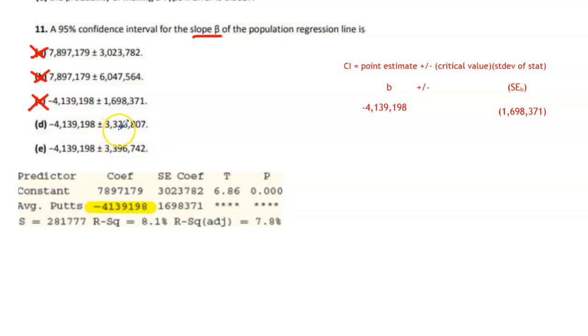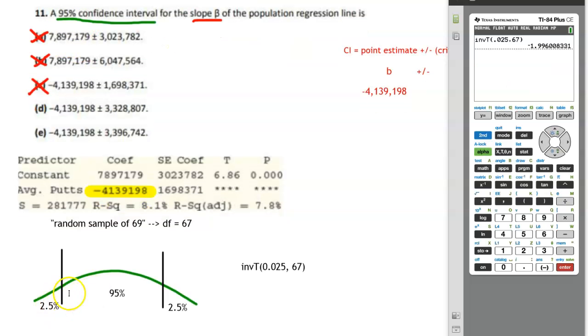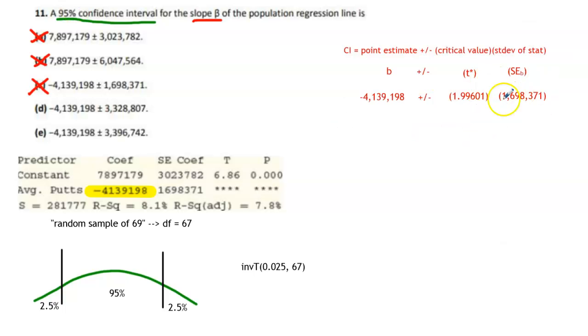And you can see that they're very close to each other, which means one of them is using Z and one of them is using T. But remember, we're going to be using T. So the T critical value for a 95% confidence interval is calculated in this way. We draw the T distribution, 95% in the middle, 2.5% in each tail. I know that 2.5% is 0.025, and my degrees of freedom from a random sample of 69 is 67. So I plug this into the calculator, I get negative 1.99601.